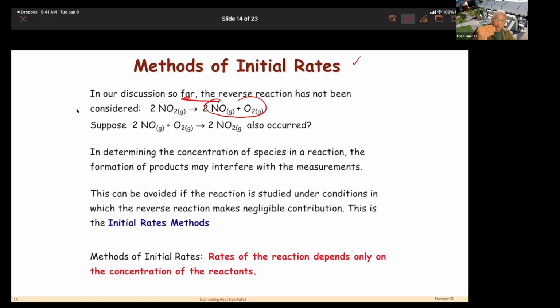So the way we measure the rate of the reaction, that's why it's called the method of initial rate, is we look at only about 3 to 4% of the start, and we measure the concentrations, and then that's what we call the rate of the reaction. We don't look at it when it becomes complicated because there are products forming. So this can be avoided if the reaction is studied under conditions in which the reverse reaction is negligible, and that's why it's called the method of initial rate.